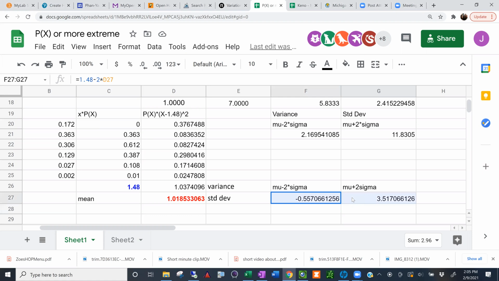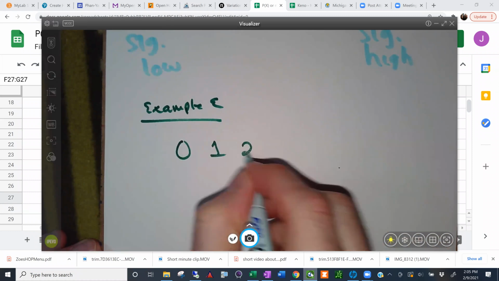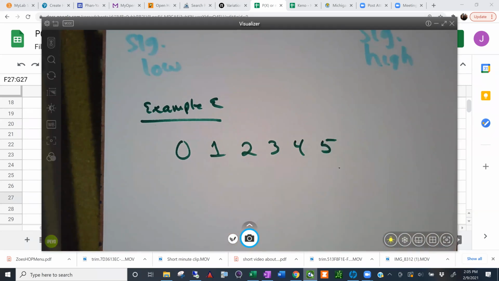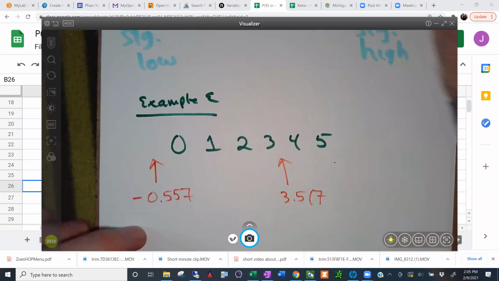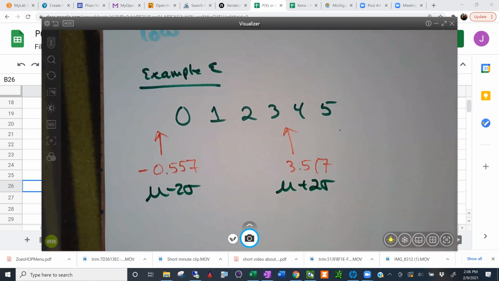So here's our results from 2 standard deviations below and 2 standard deviations above the mean. So let me write that down. So example E, we had 0, 1, 2, 3, 4, and 5. When we looked at mu minus 2 sigma, mu plus 2 sigma, put us here and here respectively.